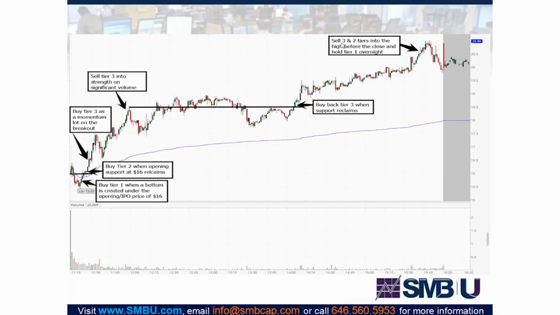And so we can sell tier 3 and tier 2 into the high, into the close, and we're going to hold one overnight. The reason we want to do that is to show you how you can turn this into a swing trade as well. I like to hold positions that are doing well into the close, particularly if they're IPOs. That's a good best practice. If things aren't trading well into the close, cut it and start over again.